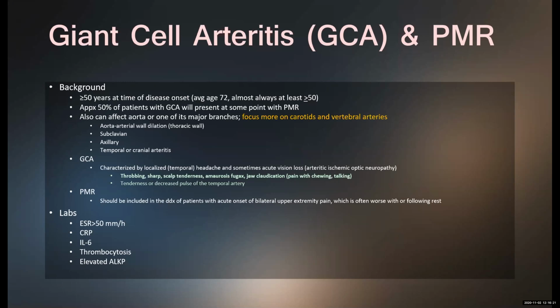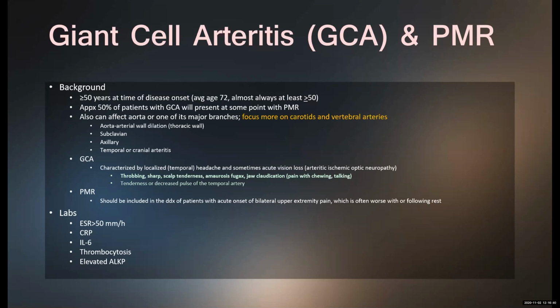CRP, I believe 0.4 to 0.6 is the cutoff that we have, at least in our clinic or in our hospital. The levels of elevation do correlate with, well, I wouldn't say they correlate with severity, but they do correlate with the amount of involvement. So if there's multiple temporal arteries involved, axillary, subclavian, et cetera.